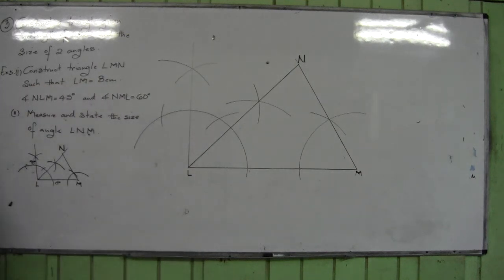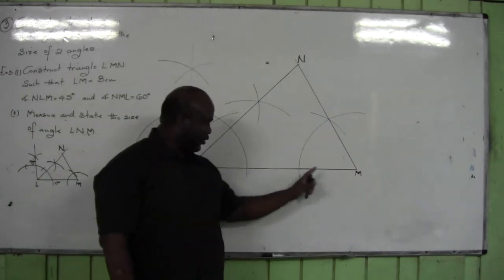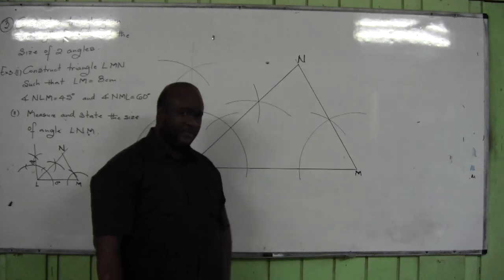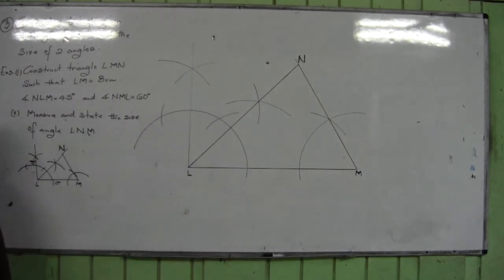Are you with me? Sir, do we shift the compass again when you put it at 0? To 60, you move from here, put it at 0, and scribe the arc. I don't know the length. It's just the angles I want.